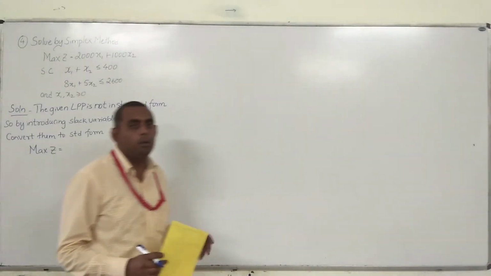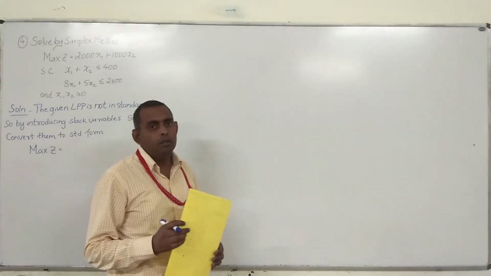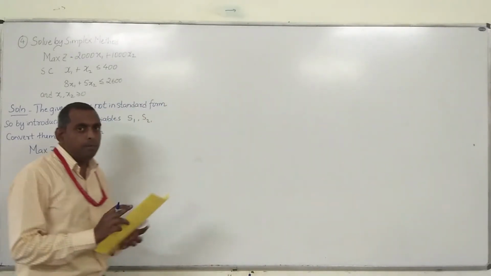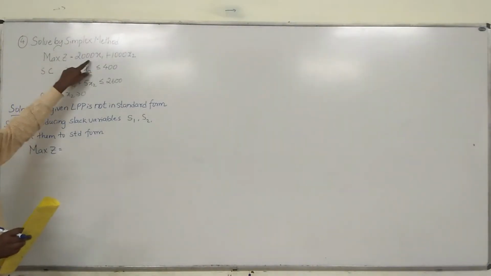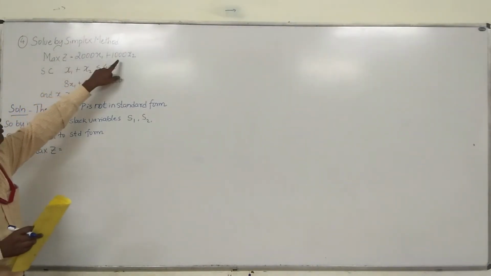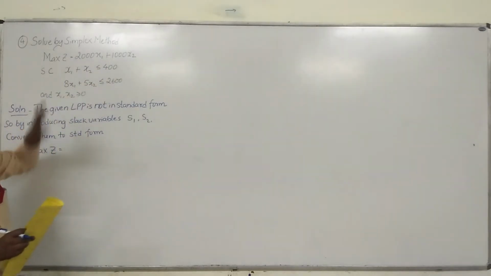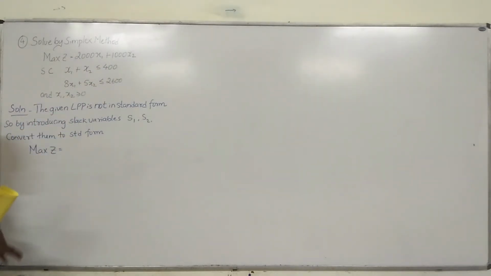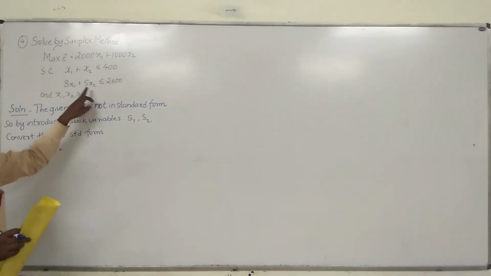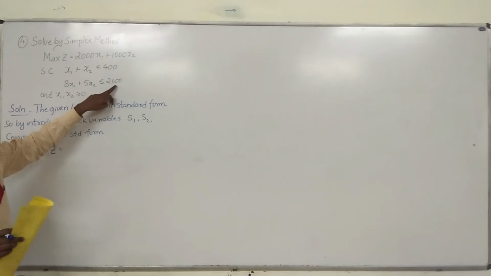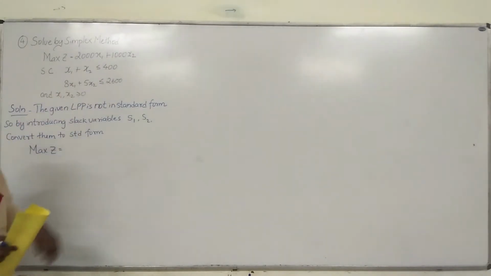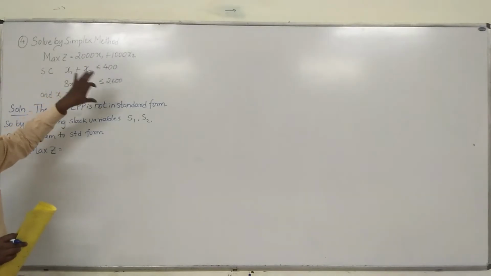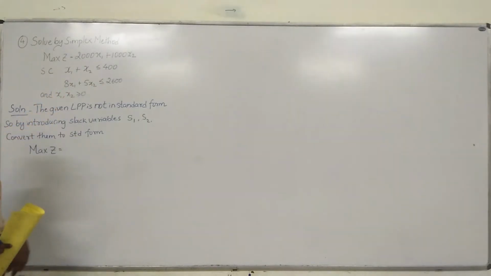This is the fourth problem that we are solving on simplex method. So the problem is like this. Solve by simplex method. Max z is equal to 2000 x1 plus 1000 x2, subjected to the constraints x1 plus x2 is less than or equal to 400 and 8x1 plus 5x2 is less than or equal to 2600. So looking into the constraints, how they are subjected, these two constraints are subjected to less than or equal to.